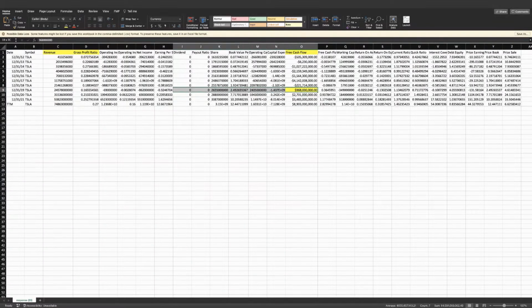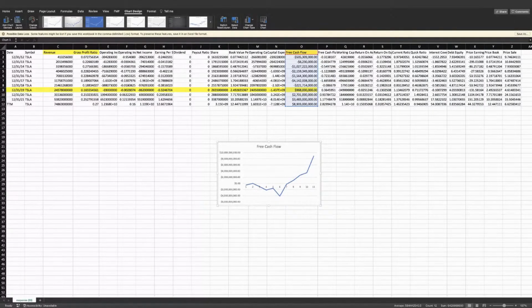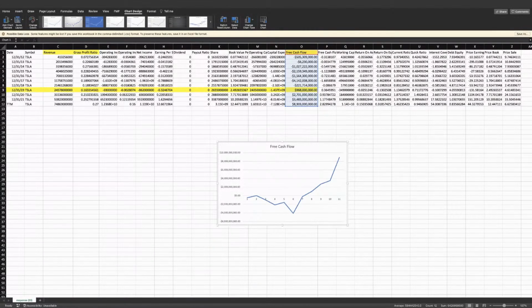That means in 2019, Tesla's free cash flow turned positive. Overall, if you were to graph this, we can go ahead and insert a graph. We can see that 2019, this year here, I know this is number, don't look at this here.